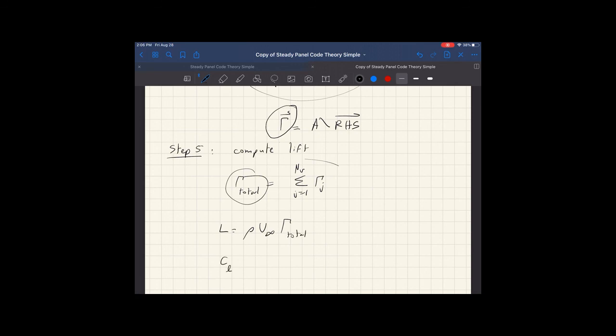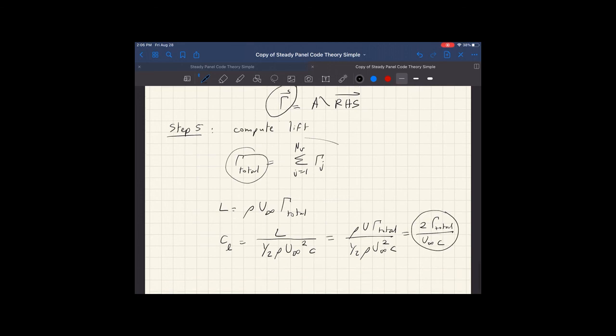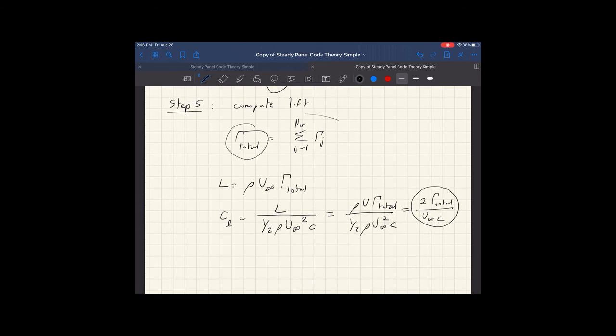And to get the coefficient of lift, you non-dimensionalize lift by the dynamic pressure, like so, which is equal to rho U gamma total over half rho U infinity squared times the chord length, which gives you finally 2 gamma over U infinity c, which is the coefficient of lift of the steady state situation given by the panel method. And that's it.